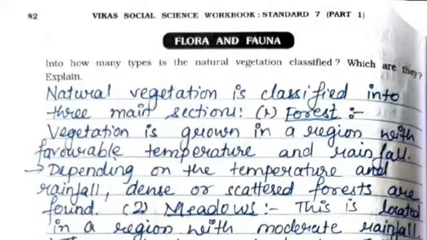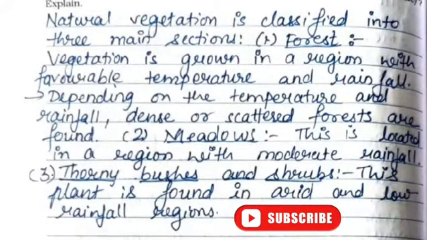Now the question for flora and fauna. The question is, into how many types is the natural vegetation classified? Which are they? Explain. Natural vegetation is classified into 3 main sections. First one is forest. Vegetation is grown in a region with favorable temperature and rainfall. Depending on the temperature and rainfall, dense or scattered forests are found. Second is meadows. This is located in a region with moderate rainfall. And third is thorny bushes and shrubs. This plant is found in arid and low rainfall regions.